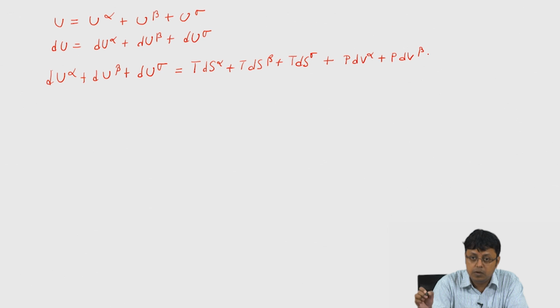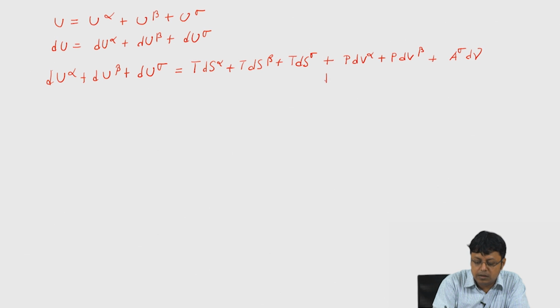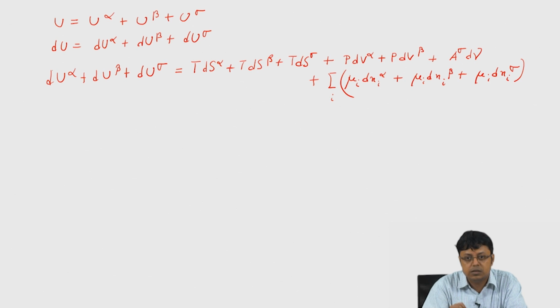So, there will be no pressure-volume work associated with the interface because the interface has 0 thickness and hence 0 volume. Then we have one term, d gamma, and remember that is only associated with the interface, not the bulk phases. So, the d gamma term is very specific to the interface. And then we have all the mu terms, which we can write as mu i dn i alpha plus mu i dn i beta plus mu i dn i sigma, and that is for only one particular component. If we have many components, then we have to take a summation over all these components.